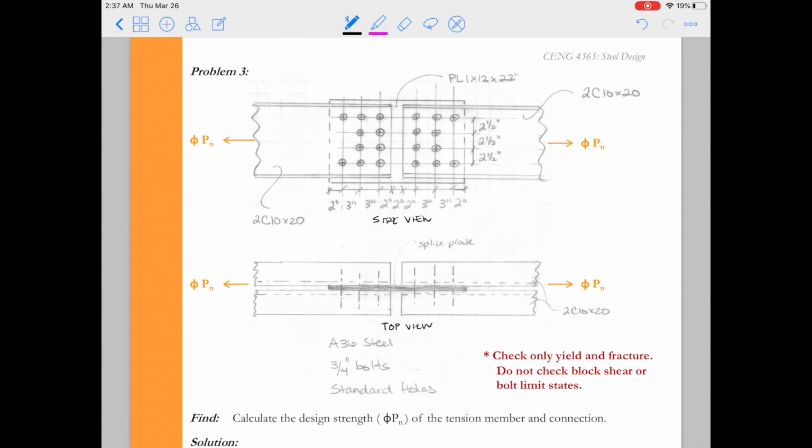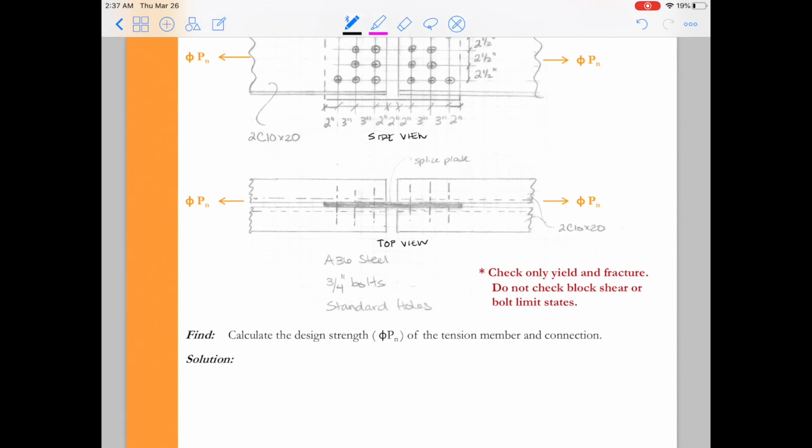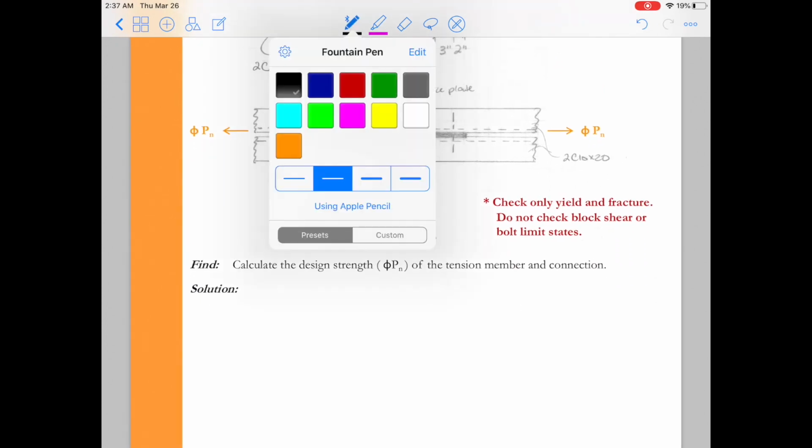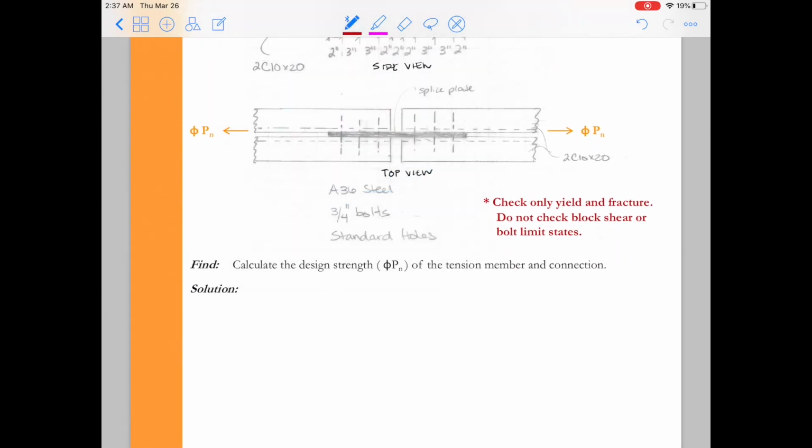Both the channels and the plate are considered to be A36 steel for this problem. We have a bolt diameter of 3/4 inch for the design and standard holes as we talked about in class.